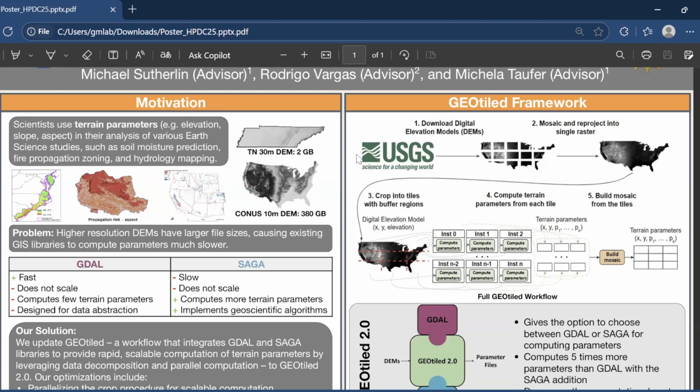We have an issue here where the input files used to compute these terrain parameters have exploding file sizes as the resolution and region of interest increase. An example on the right: as we go from Tennessee at 30-meter resolution to CONUS at 10-meter resolution, we see a 2 to 380 gigabyte increase.